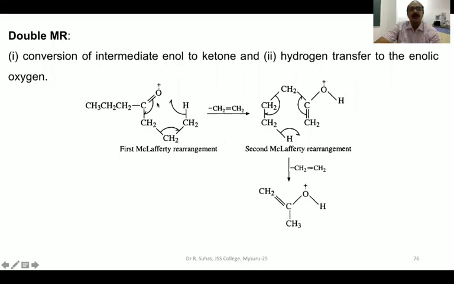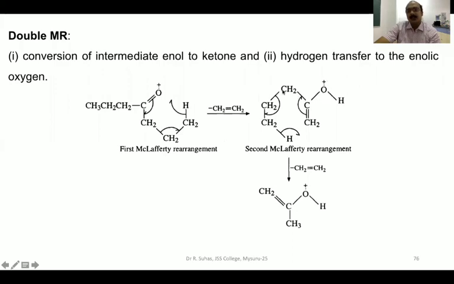Now we will do the first McLafferty rearrangement. What happens here? Here the gamma hydrogen will be moving, and this double bond is shifted here, and the beta bond is cleaved off. As a result of that, what you are going to get? This remains the same, CH3, CH2, CH2, and O becomes OH. Here OH is there, and this becomes double bond CH2, and this alkene is removed here. Now this becomes a functional group, and here the intermediate enol will be converting into a ketone, and the hydrogen transfer to the enolic oxygen will be taking place.